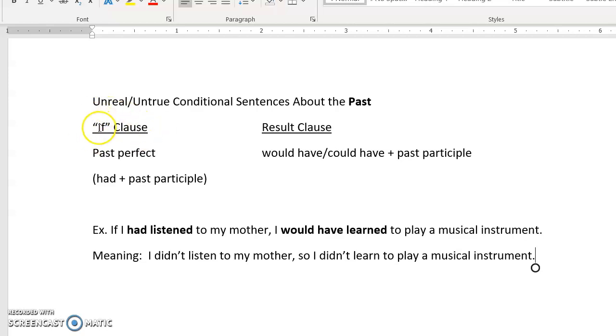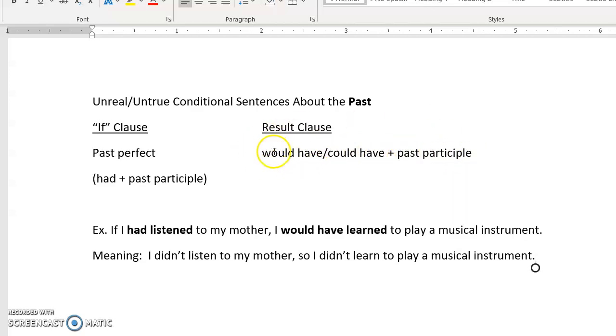So we have a dependent clause. We're going to call it an if clause. And in the if clause, we're going to use a past perfect verb. Remember, past perfect is using had plus a past participle. Now the result or the outcome will have a different verb, would have or could have plus a past participle.